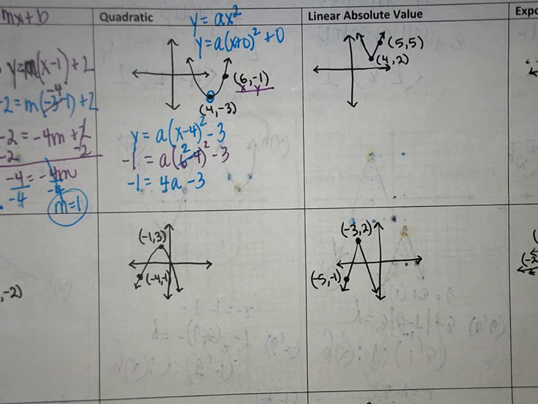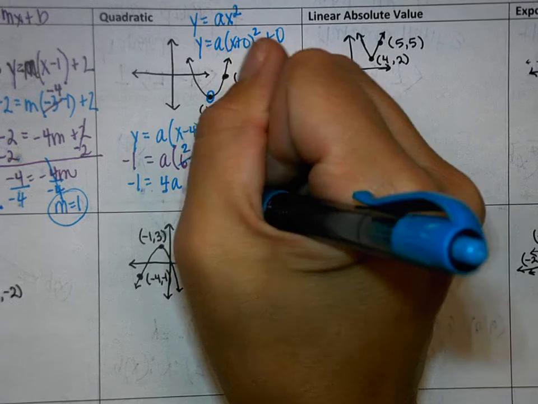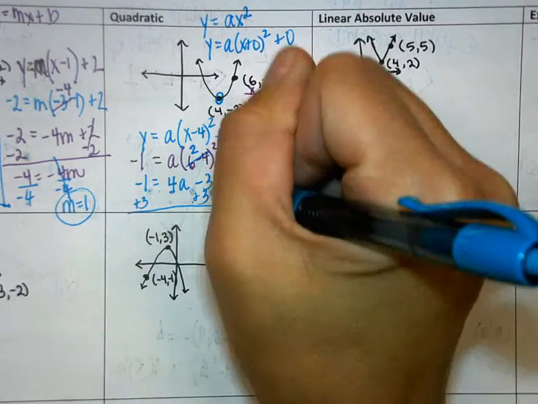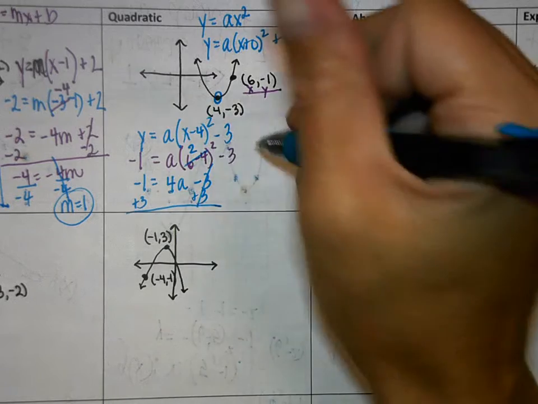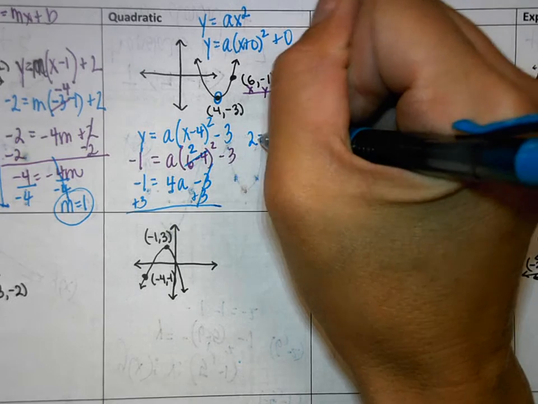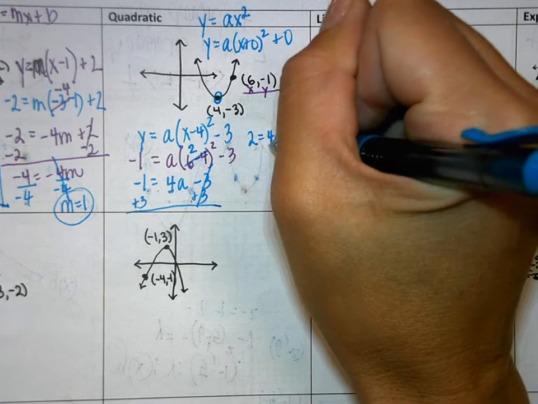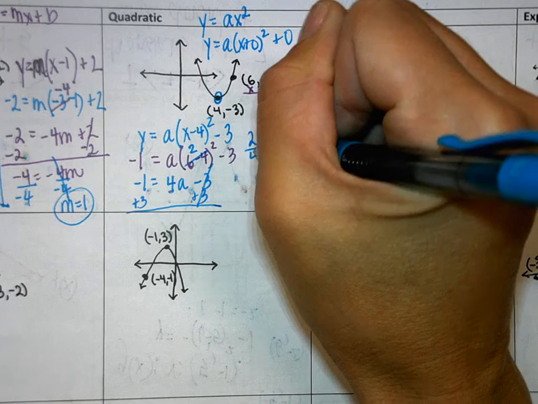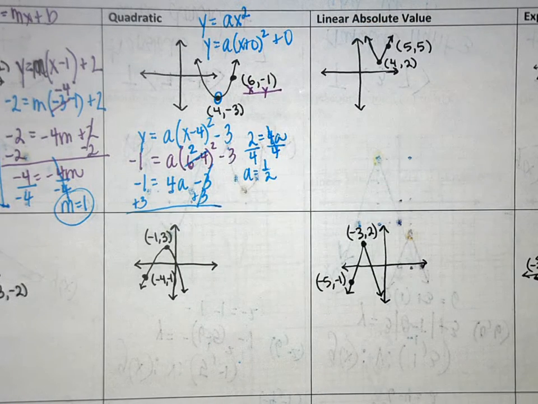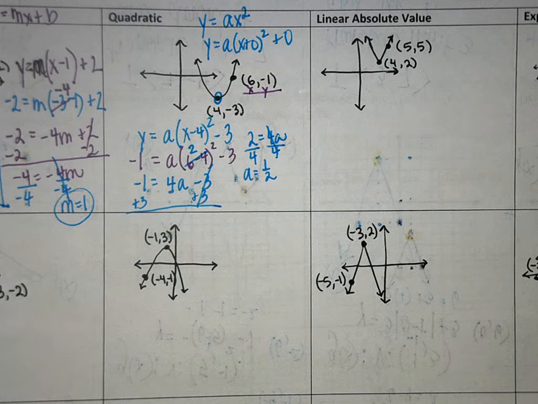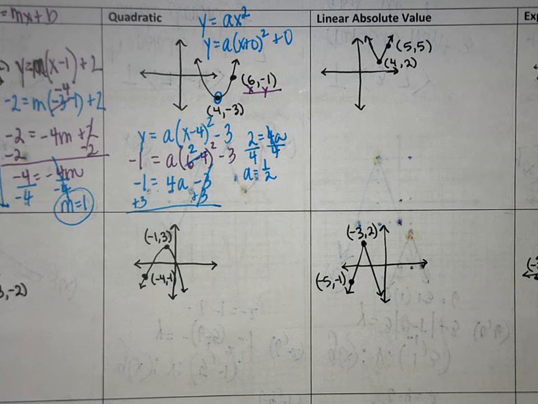What will I do next? Add 3. Negative 1 plus 3 is 2. So 2 equals 4a. And then last step is to divide by 4. So a equals 1/2. Once you have your a value, we write our equation. And so what would I write for my equation here?